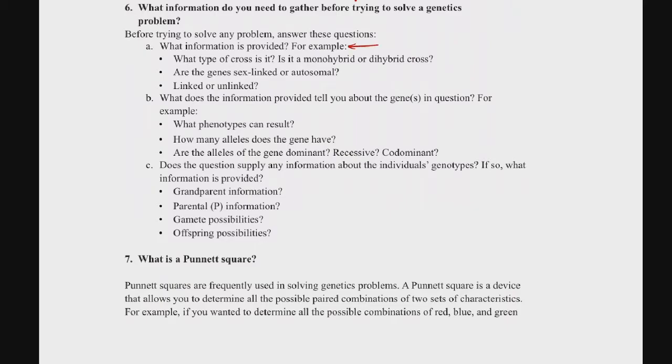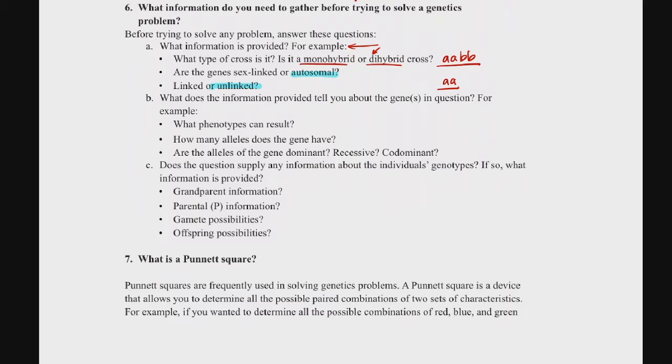Gathering information. When you're reading a question, is it specifying what kind of cross it is, mono or dihybrid? Remember, we said that that was indicative of homozygosity, and that the di or mono had to describe how many genes. A di would have two different genes, mono would just have one. Are the genes sex-linked or autosomal? We always assume that the genes are autosomal unless specified as sex-linked, linked or unlinked. We assume that they are unlinked unless specified.